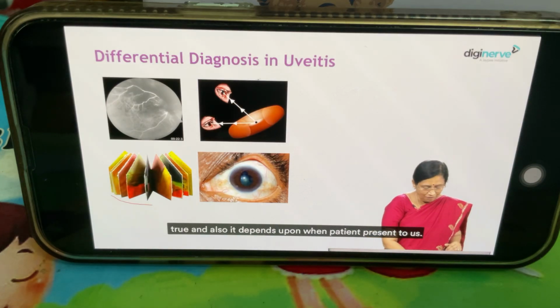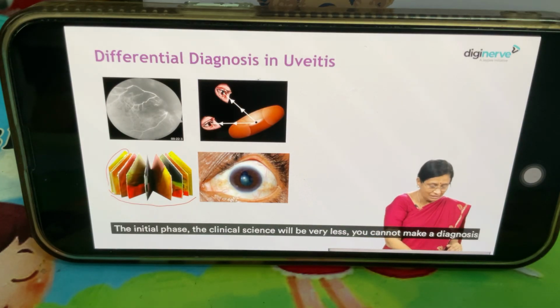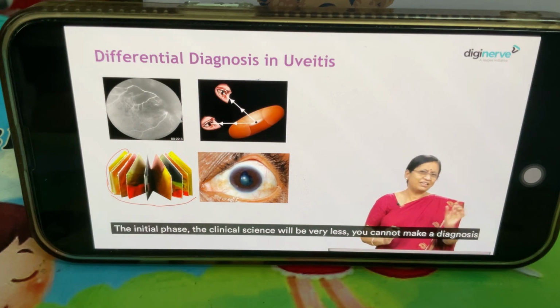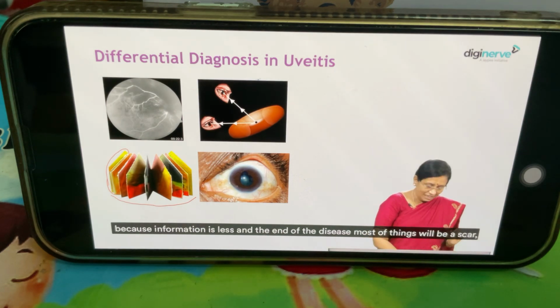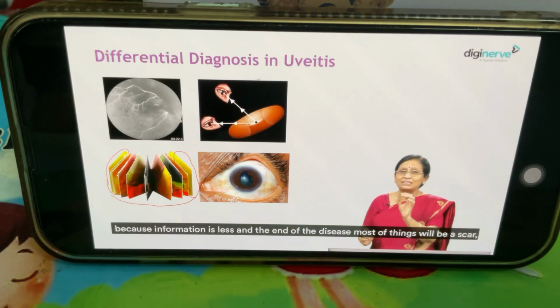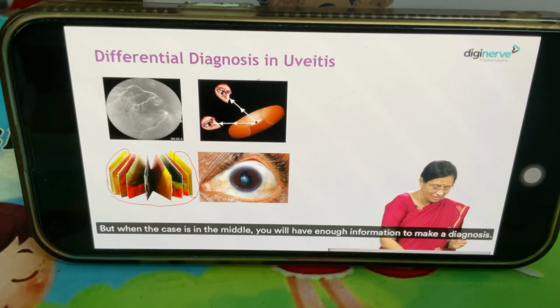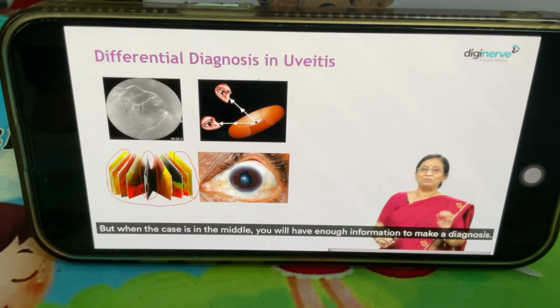Also, it depends upon when the patient presents to us. In the initial phase, the clinical signs will be very few. You cannot make a diagnosis because information is less. At the end of the disease, most things will be a scar, and you cannot make a proper diagnosis. But when the case is in the middle, you will have enough information to make a diagnosis.